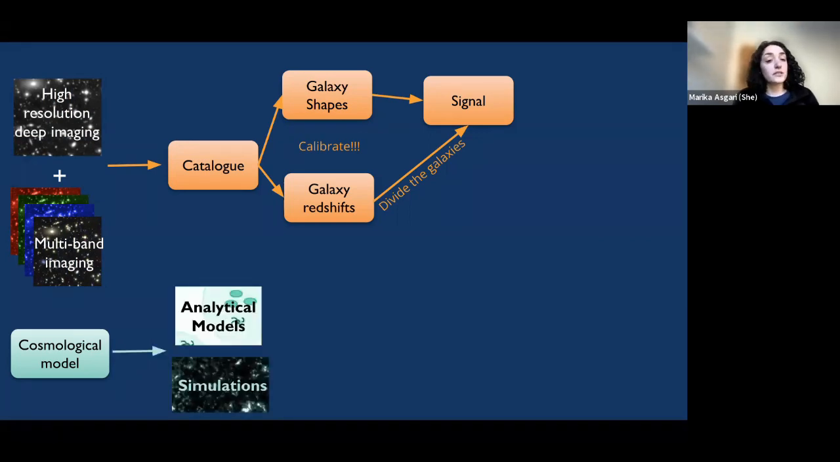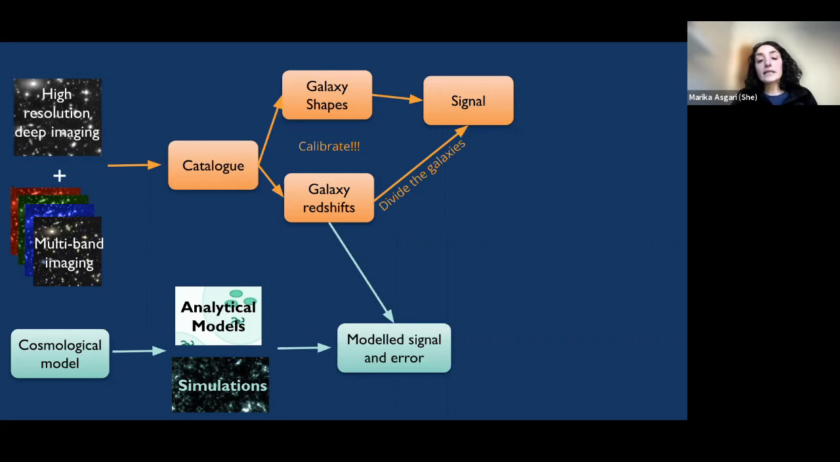But the model directly doesn't give you the results, so you have to be able to model the large-scale structures. And usually people either use analytical models, such as the halo model, or directly use numerical N-body simulations. So using that, we can model the signal and also the error, but we need to get the redshifts of galaxies as an input to be able to model that. Because as I said, the further away the galaxies are, the larger the signal.